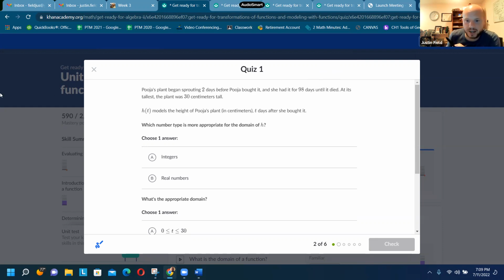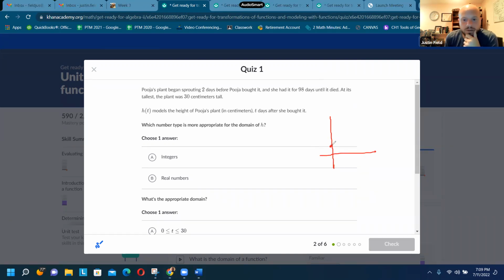Pooja's plant began sprouting 2 days before Pooja bought it. She had it for 98 days until it died, and at its tallest, the plant was 30 centimeters tall. H of T models the height of Pooja's plant, T days after she bought it. All right, very good. So Pooja's got a plant. I'm just drawing a picture. You know, it was a certain height when she bought it. This is height, and this is time. And then it grew and grew. And then, I don't know, it died, but it didn't get smaller, I don't think. Maybe it did as it died.